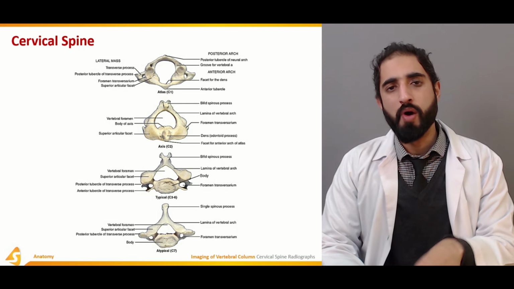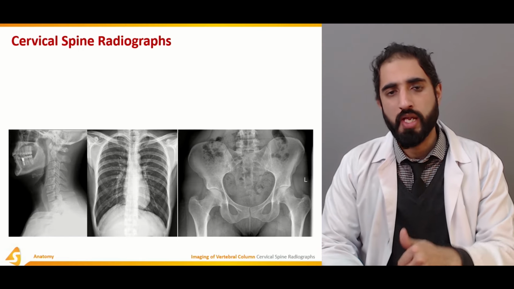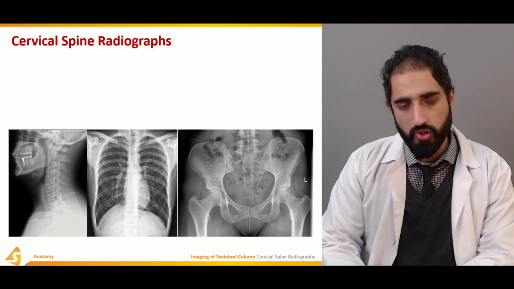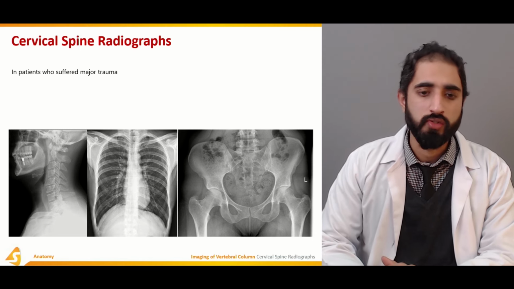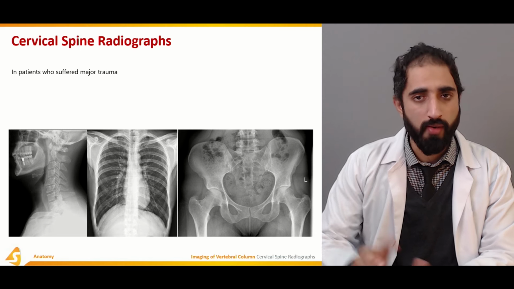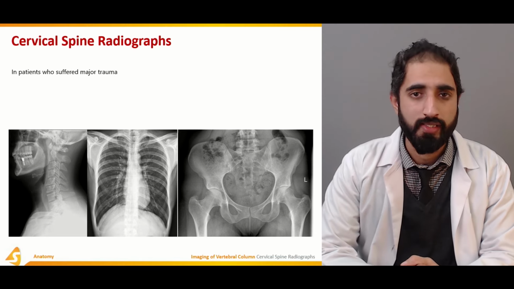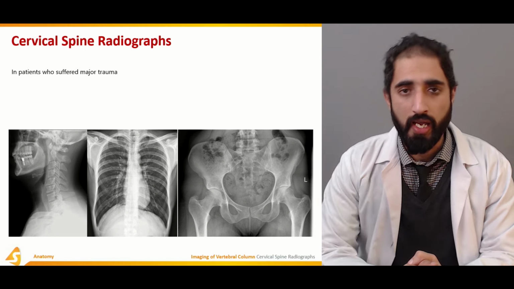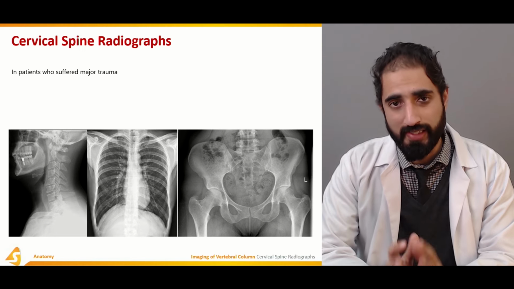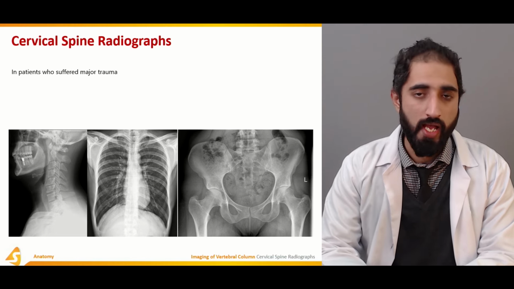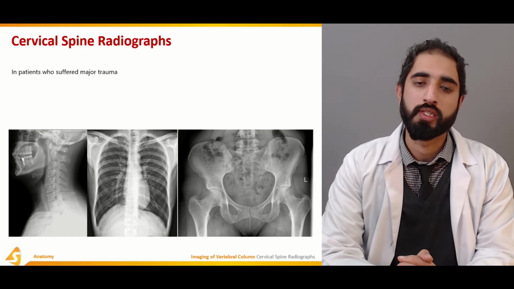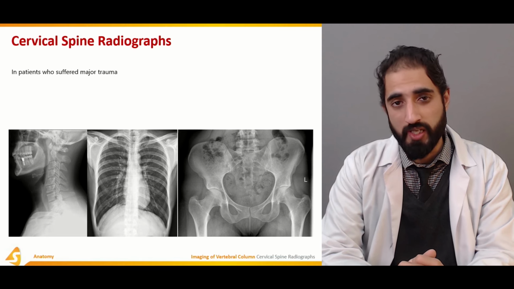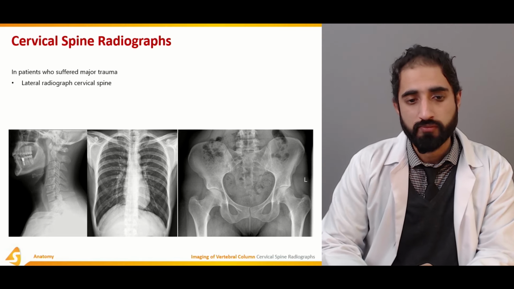Now that was all about the landmarks, but now let's come to the radiographs and the imaging scans, and we go for cervical spine radiographs in patients who have suffered major trauma. The importance of the cervical spine is that it's a highly mobile yet highly specialized and sensitive area, and a very important one as well because it lodges important structures such as the vertebrobasilar artery and spinal cord, etc.